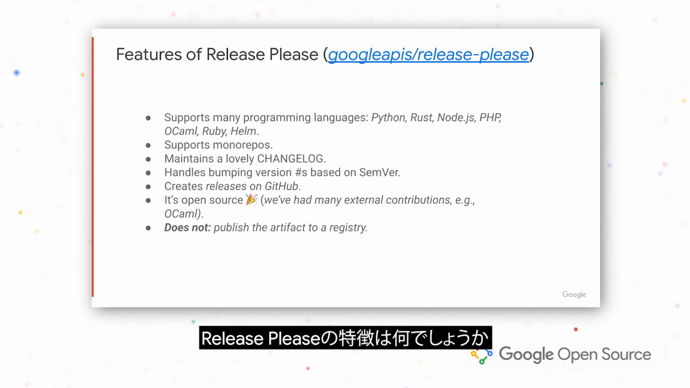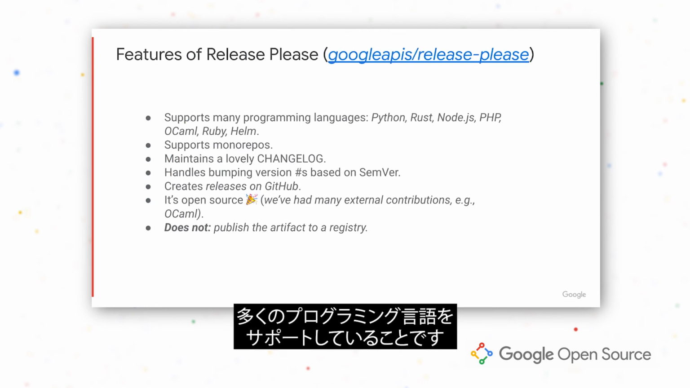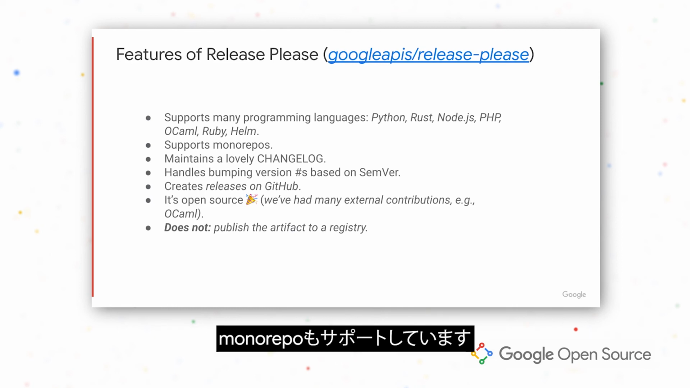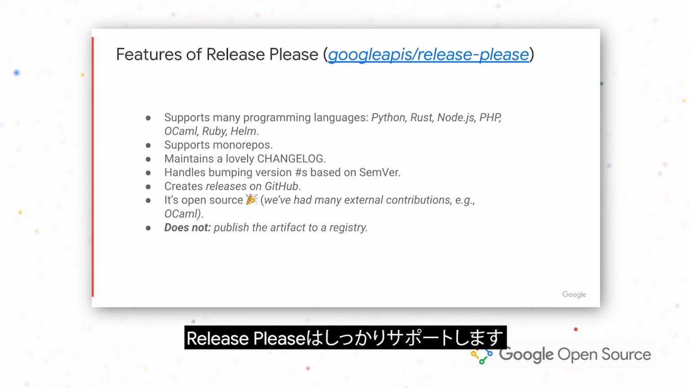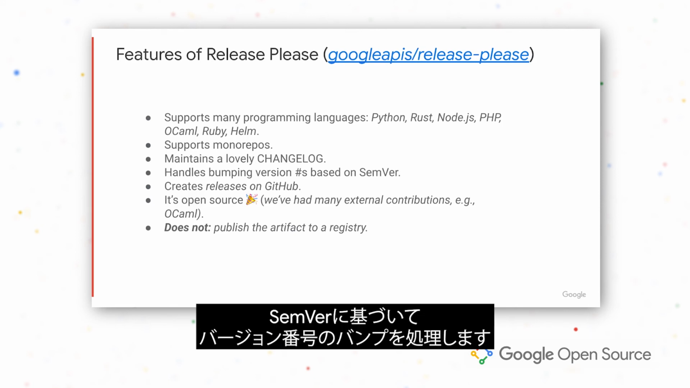So what are some of the features of Release Please? Well, it supports many programming languages such as Python, Rust, Node.js, PHP, OCaml, Ruby, Helm. I don't even think I've named all of them. So regardless of your language of choice, Release Please actually supports it in many cases. It supports monorepos. So if you happen to be releasing many libraries from one repository, Release Please has fairly good support for this. It maintains a lovely human-readable changelog for you, handles bumping version numbers based on Semver, as we discussed.